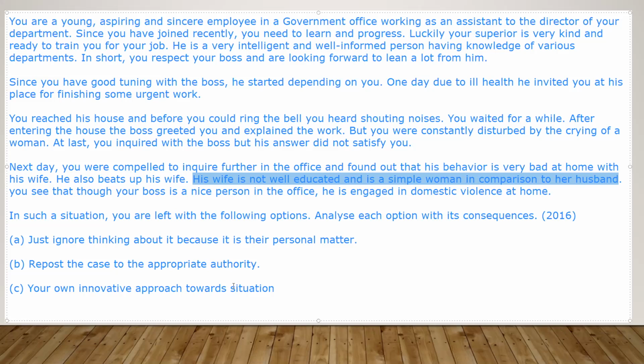No. In the end, they have asked for your innovative approach towards the situation. In the question they have given you 2 options. First, just ignore it because it is a personal matter. Second, report the case to the appropriate authority, and C is your own innovative approach towards the situation. So here you have to innovate. The other 2 you are just going to analyze. That's it.